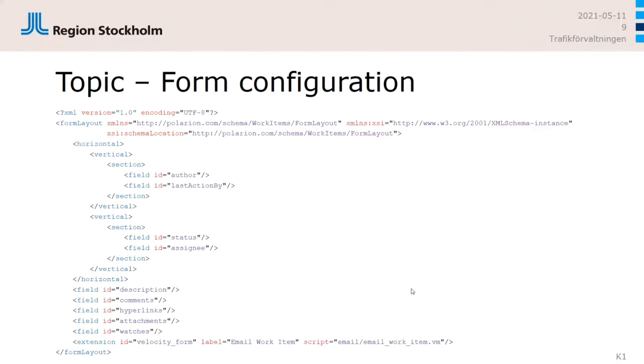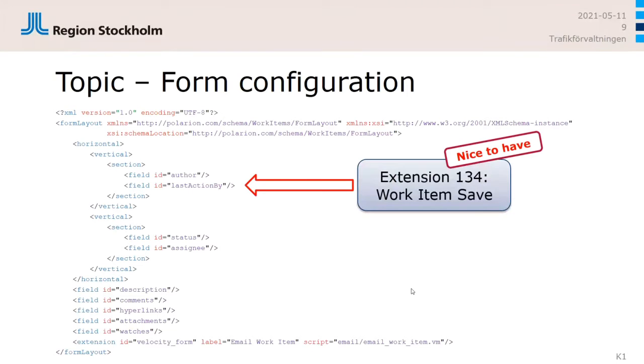Just two things I want to point out. We have this custom field last action by that is scripted, and it's managed by an extension to Polarion, a standard extension that's called work item save. Very nice to have extension, and also the last action by is not really necessary for the forum functionality, but it's nice to have. That we will see later on here.